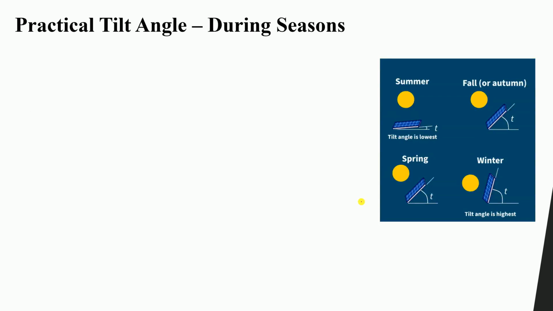Other engineers, like me, use the practical tilt angle. We know that the tilt angle should change throughout the year in order to achieve the best power. Why do we have different tilt angles? Because the location of the sun changes throughout the year. So during summer, autumn, spring and winter, we have different tilt angles. What I would like to get is the best angle for summer, autumn, spring and winter. So how can I get this tilt angle?